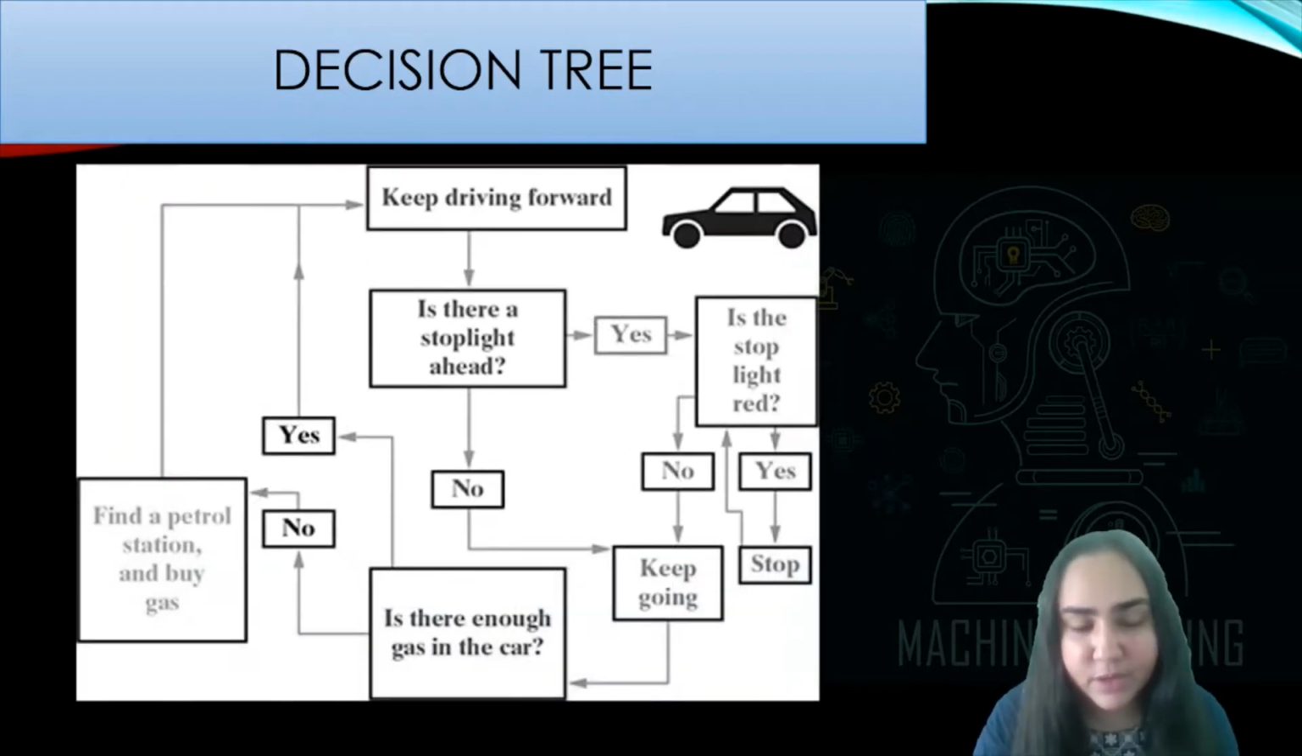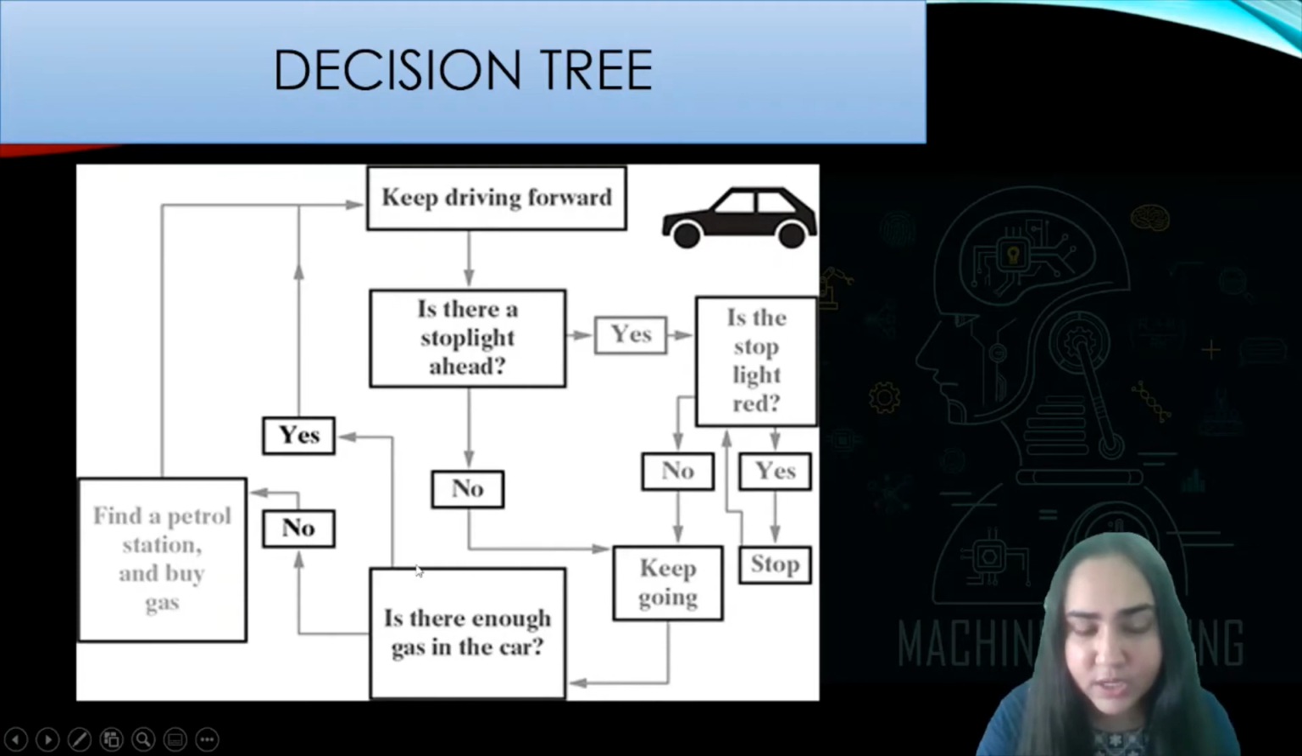Here is an example of a decision tree showing whether you should keep driving your car or stop somewhere. So this is the car, and you will keep driving forward. Then you check, is there a spotlight ahead? If there's a spotlight, you check if the spotlight is red. If it is red, then you stop. And you keep on checking whether the spotlight is red or not. As soon as you see that it's not red, it enters this no part and keeps going. If the spotlight is not red from the beginning, then again it just keeps going.